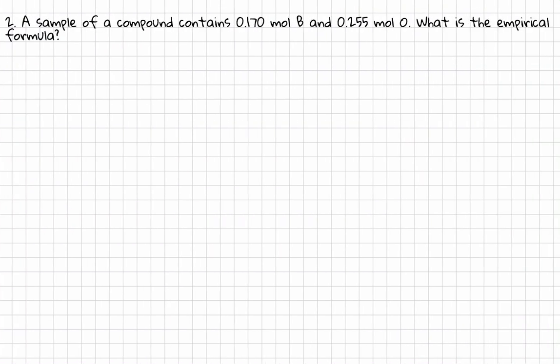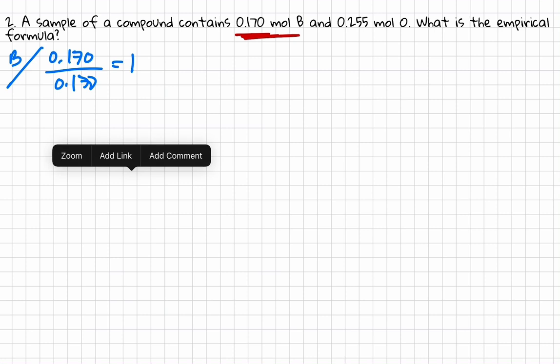Alrighty, so a sample of a compound contains 0.17 mole boron and 0.255 mole of oxygen. What is the empirical formula? So in this situation, we already have mole, so we don't have to go from grams to mole. We just need to divide by the smallest mole amount that we have. So for boron, 0.170 divided by 0.170 equal to 1.